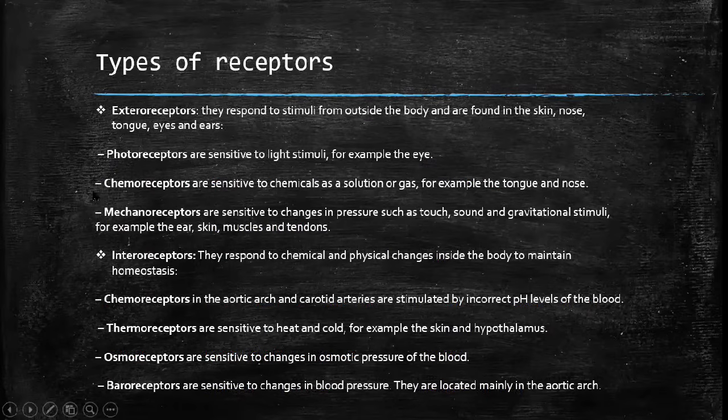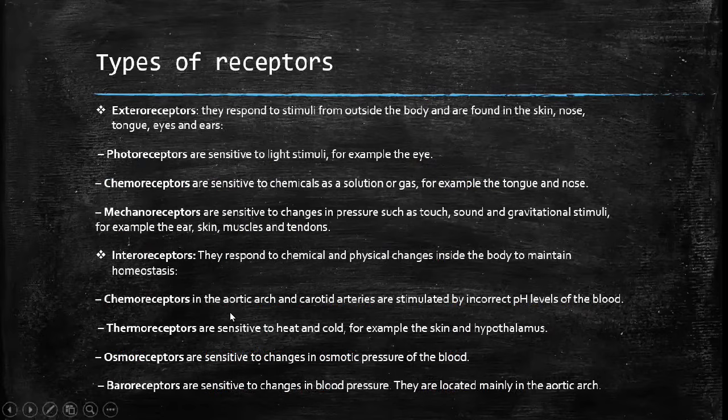And then chemoreceptors, chemo means chemical. So this one is sensitive to chemicals such as a solution or a gas, for example, the tongue and the nose. And then we've got mechanoreceptors, which are sensitive to changes in pressure, such as sound, touch, gravitational stimuli, for example, the ear, the skin, the muscles, and tendons. And then we have the interoreceptors. These ones respond to chemical and physical changes inside the body to maintain homeostasis, which we are going to discuss, not now.